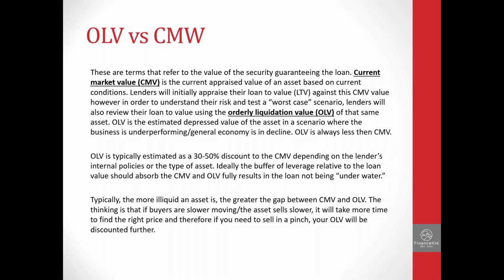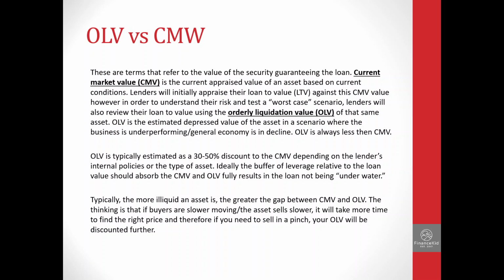So if we're in a recession, today these assets are worth 1.5, but if we're in a recession, there's not going to be a lot of buyers for this asset. So naturally the value of these assets are going to go down. So OLV is always lower than CMV, and it factors in that worst case scenario.